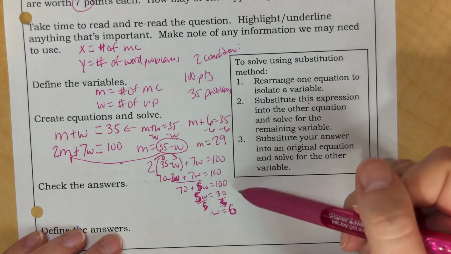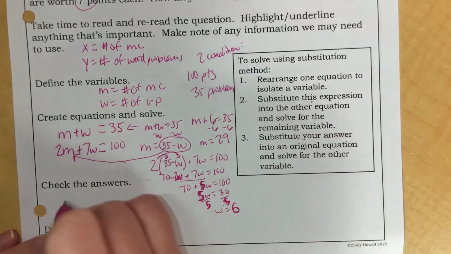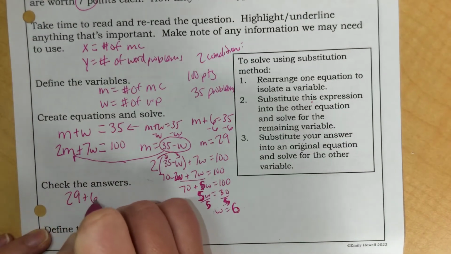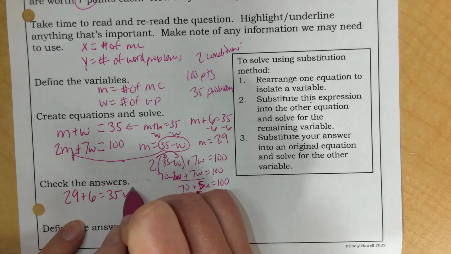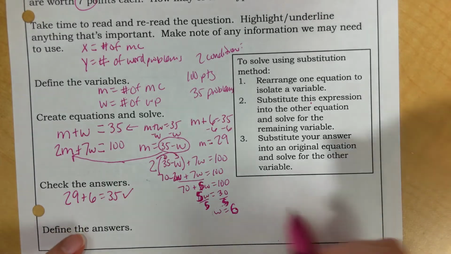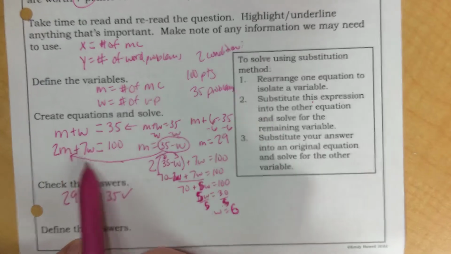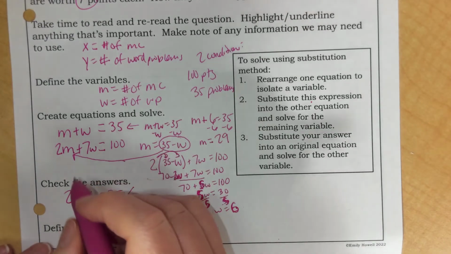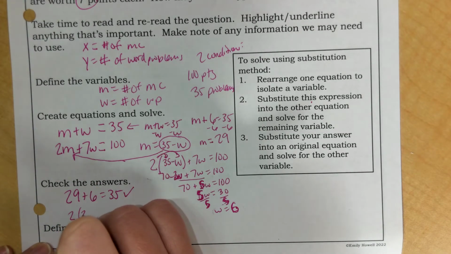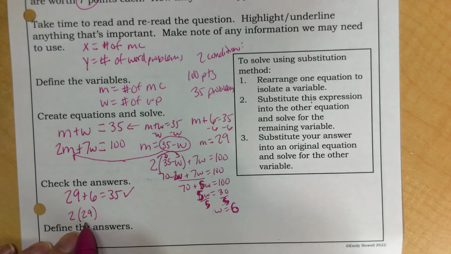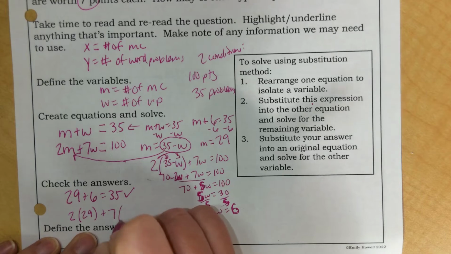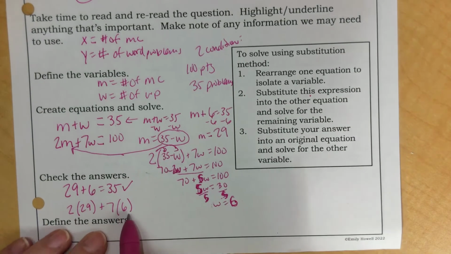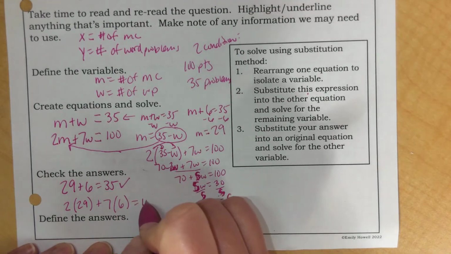So I need to check and make sure that that meets my conditions. Well, the first condition was that together they're supposed to equal 35. Well, 29 plus 6 does equal 35. So that's first condition met. The second condition was that they had to total 100 points. Well, there were 2 points for each multiple choice question, and there were 29 of those, plus 7 points for each word problem, and there were 6 word problems. So in total, that's supposed to equal 100.